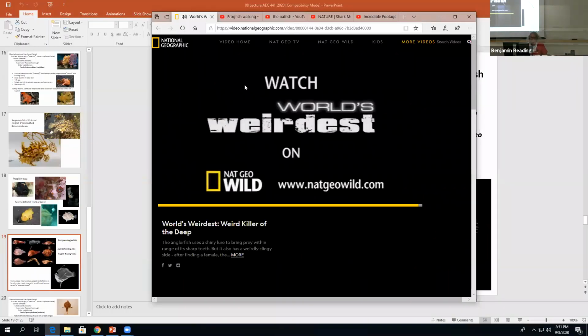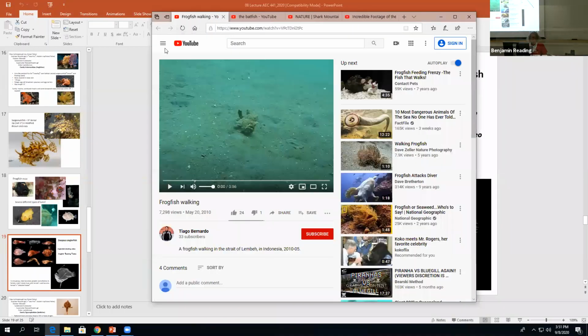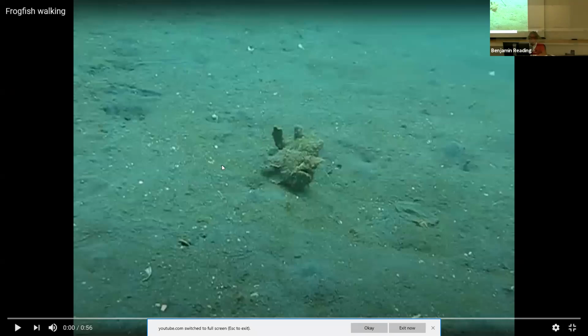So the deep-sea anglers. And then here is a frogfish. So when we talk about these modified fins that they use to walk, that's literally what they do. You'll see this fish will be walking on the bottom.